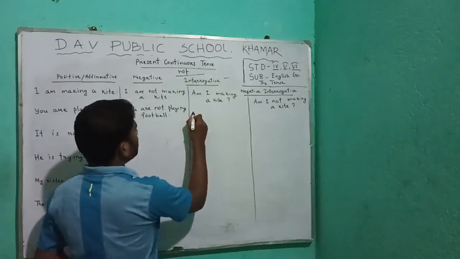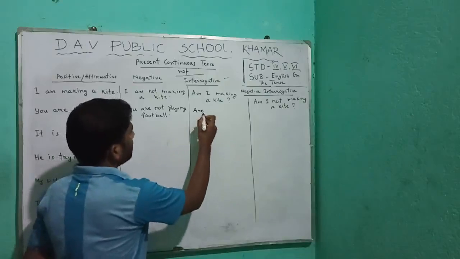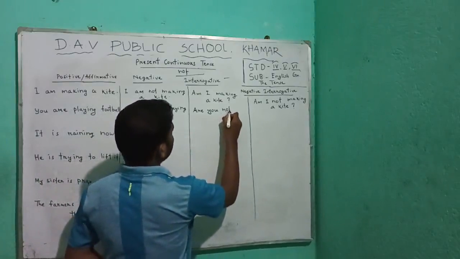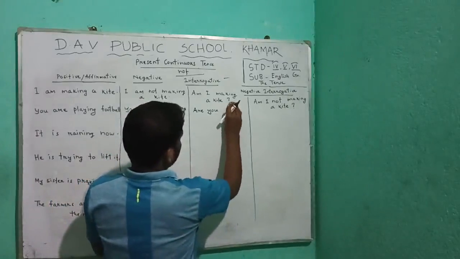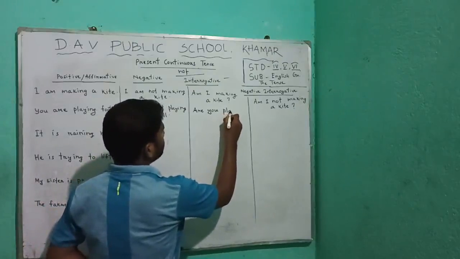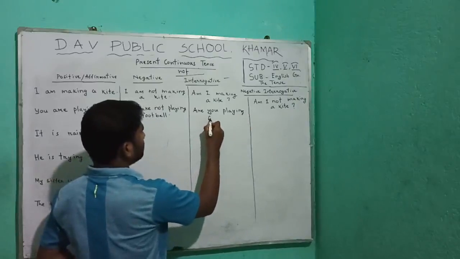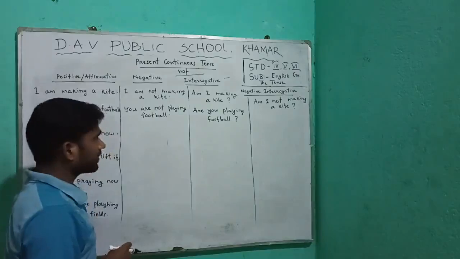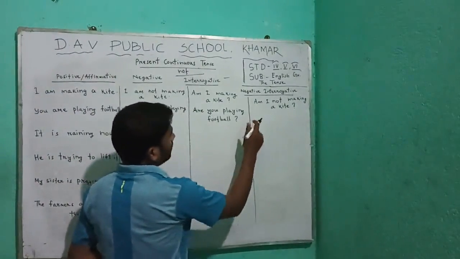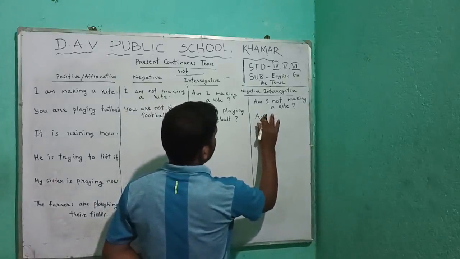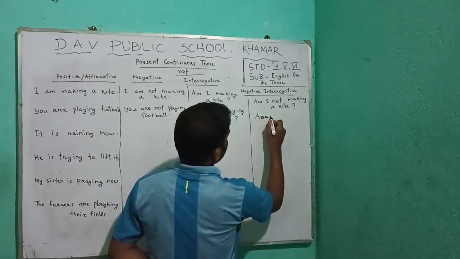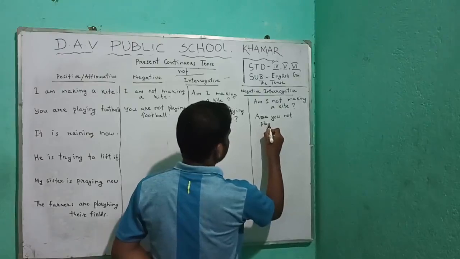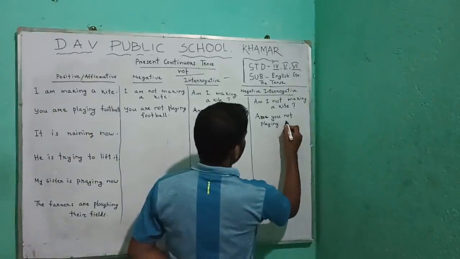So there will be the helping verb first, then the subject. Okay, so are you playing football? Here question mark, because it is interrogative. Then the negative interrogative will be, are you not playing, are you not playing football?